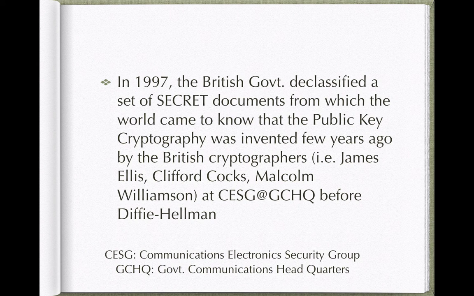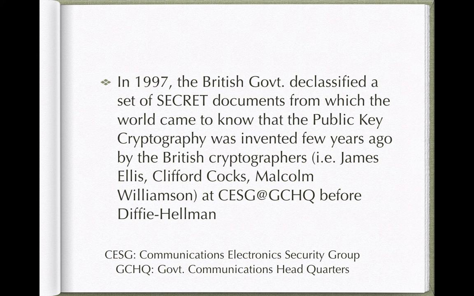Finally, almost 27 years after the idea first came to James Ellis in 1970, in 1997, the British government declassified the so-called James Ellis secret report, the secret document. They declassified it and gave permission to Clifford Cox to talk about it in a public meeting. In a public meeting, for the first time, Clifford Cox revealed all this historic information, and they put those documents publicly on the internet.